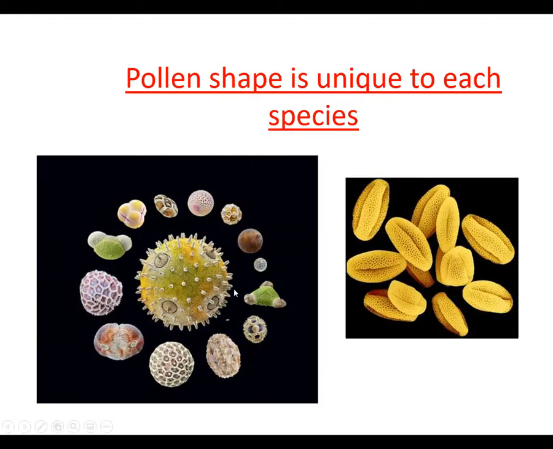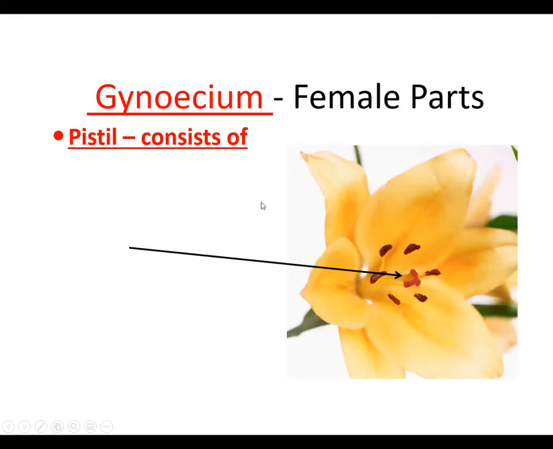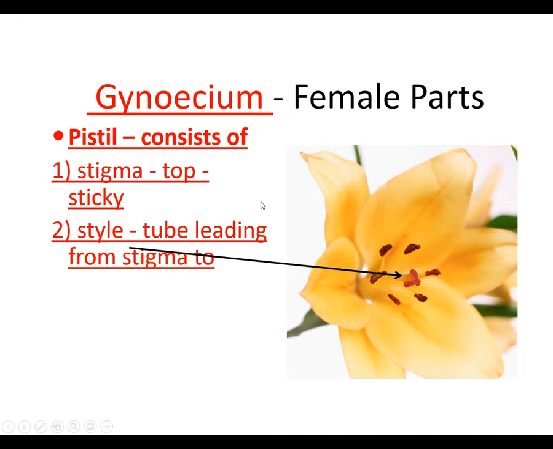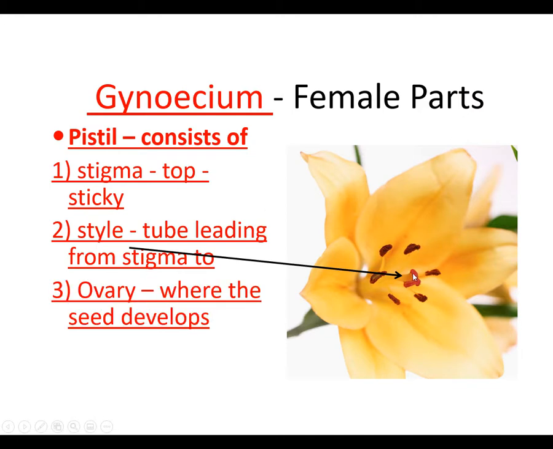Pollen shape is unique to each species. These are a bunch of examples of pollen. The female part of the plant, the gynoecium, is here, and there's usually only one, and this is the stigma, and this is the style, and then it leads to the ovary in the bottom, which has little tiny eggs waiting to be pollinated and fertilized, and then those become seeds.